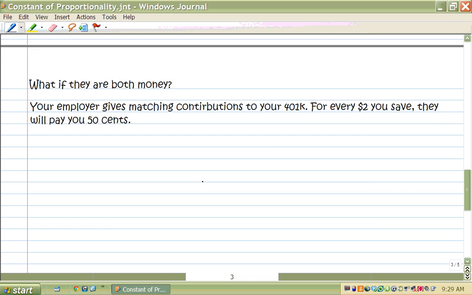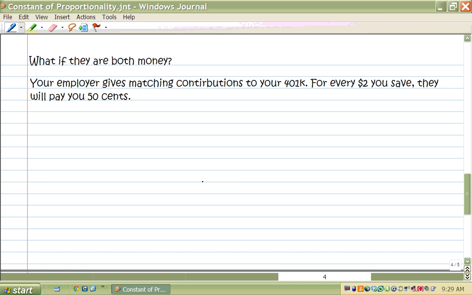Oh no. Here's one that's both money. Your employer gives you matching contributions to your 401k. Okay, some of you are probably saying, what in the world does that mean? It's common to go to an employer and they have a savings account for your retirement. They call them 401ks, 403bs. There's different names for them. And a lot of times, if you save money, the employer will give you money if you put money away, which is kind of a cool thing.